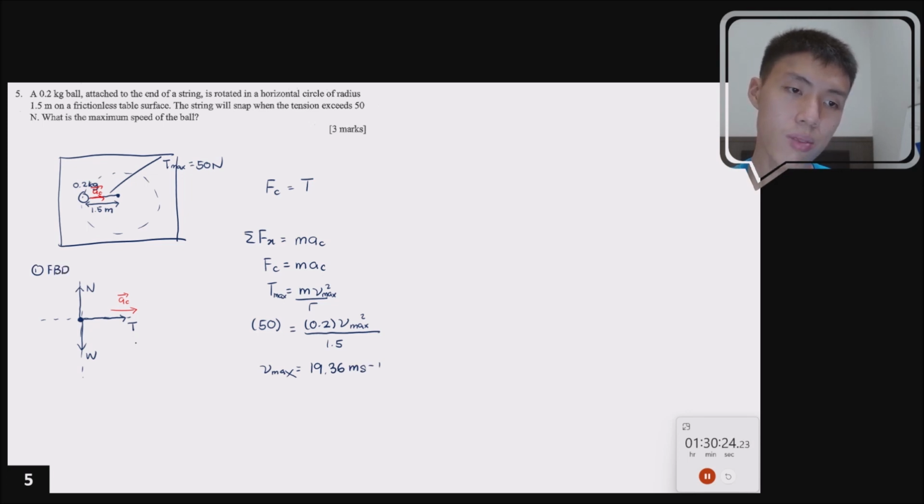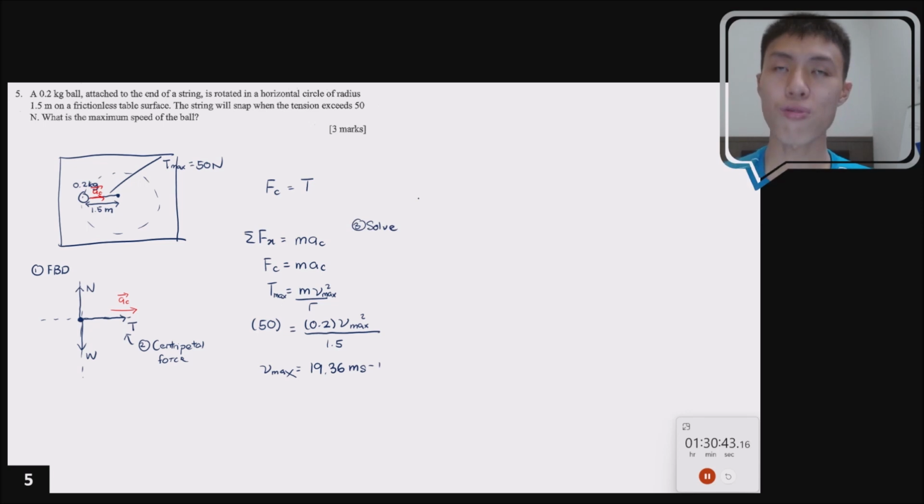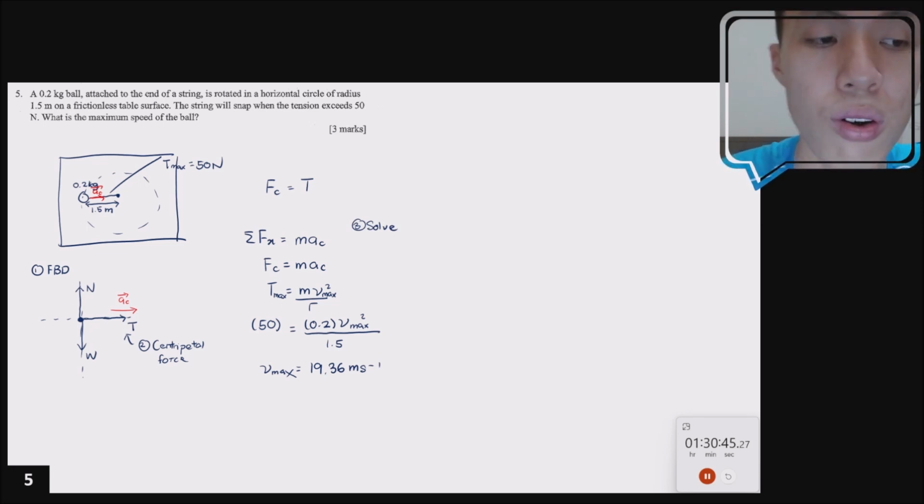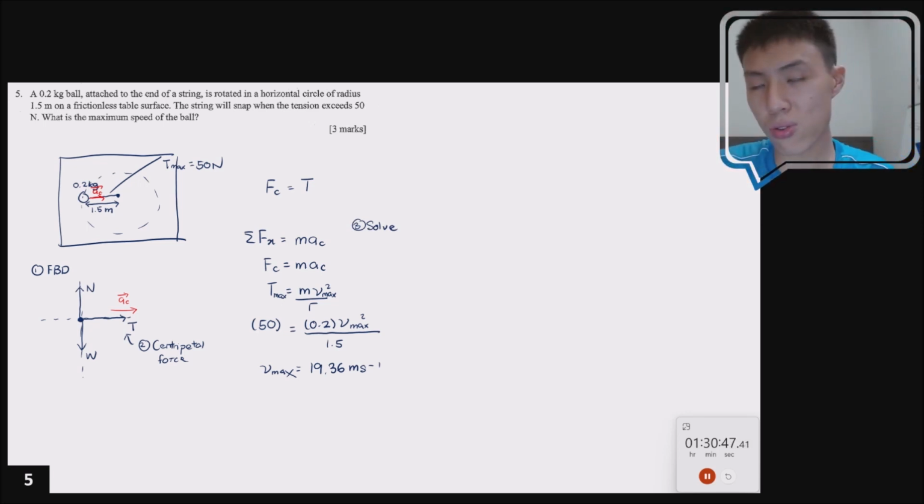Again, your step 1 should be to draw a free body diagram. Then after that, you determine what is your centripetal force. Then you read the question, then solve the question. As usual, free body diagram is essential. You should draw a free body diagram first in order to know what is the centripetal force.